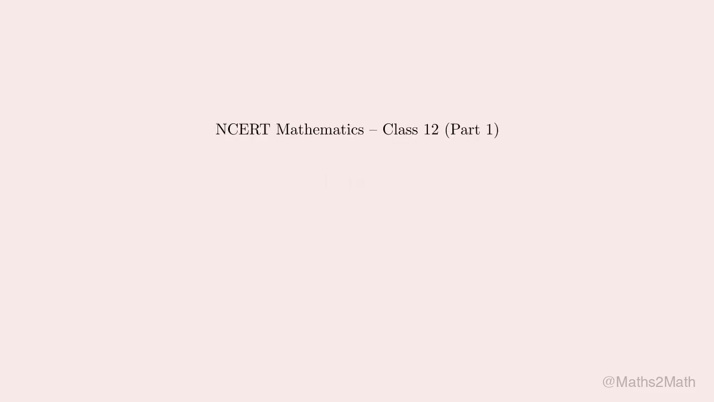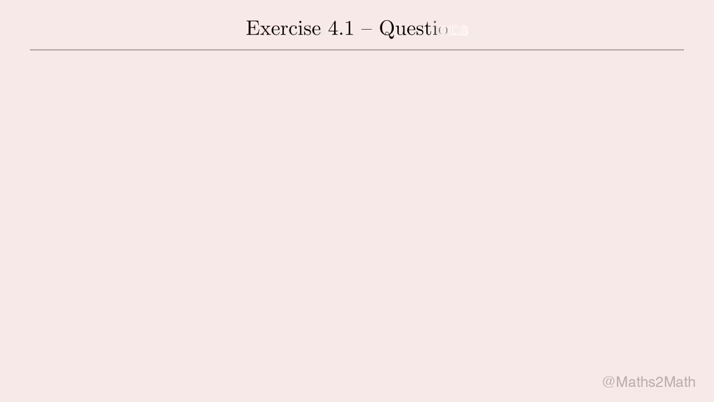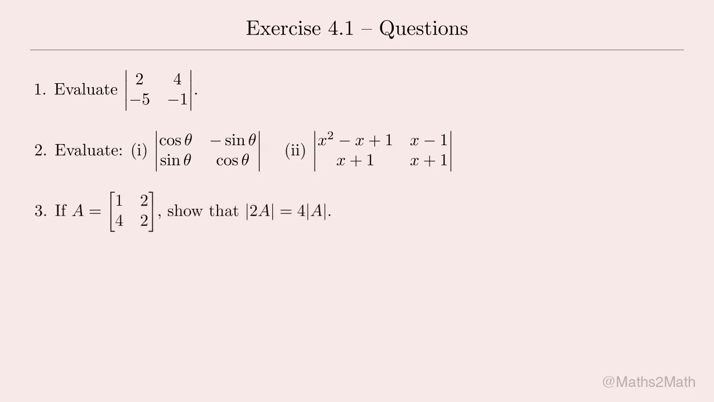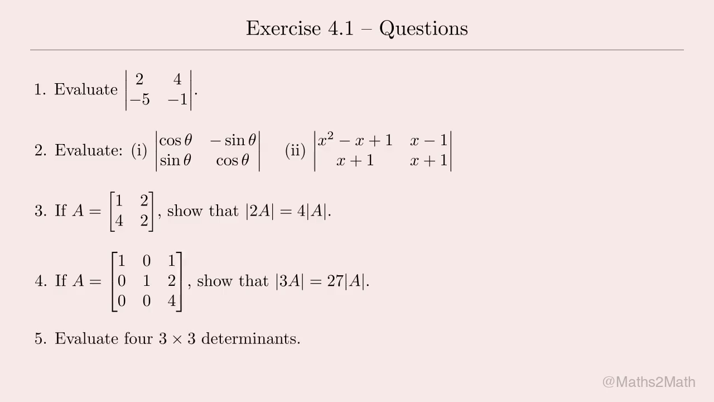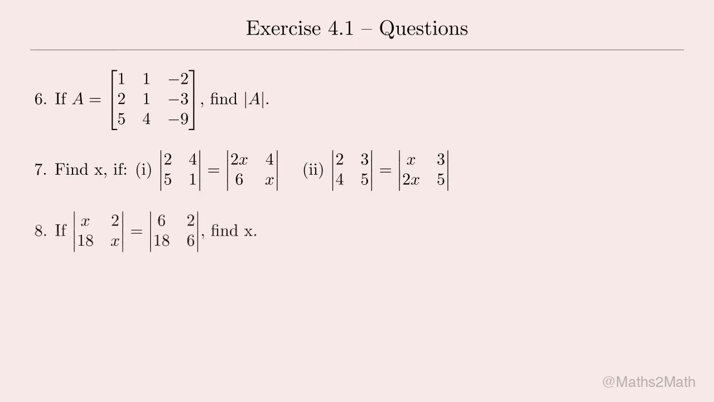In this video, we are solving every question of exercise 4.1 of Chapter 4, Determinants, from the NCERT Mathematics textbook for Class 12, Part 1. Exercise 4.1 has 8 questions introducing determinants, evaluating 2 by 2 and 3 by 3 determinants, the scaling rule for determinants of k times A, and solving determinant equations. Here are the questions.